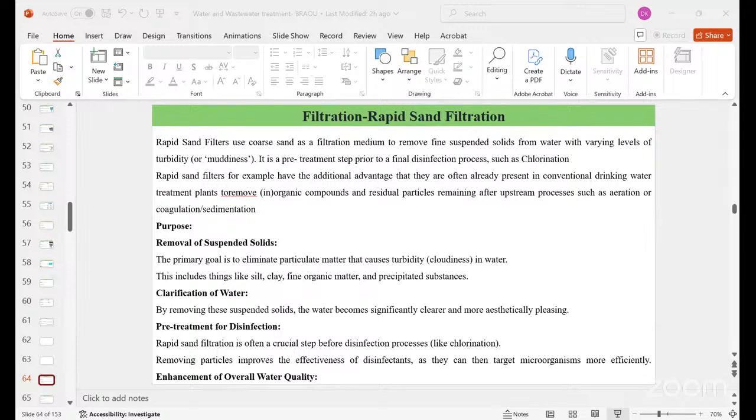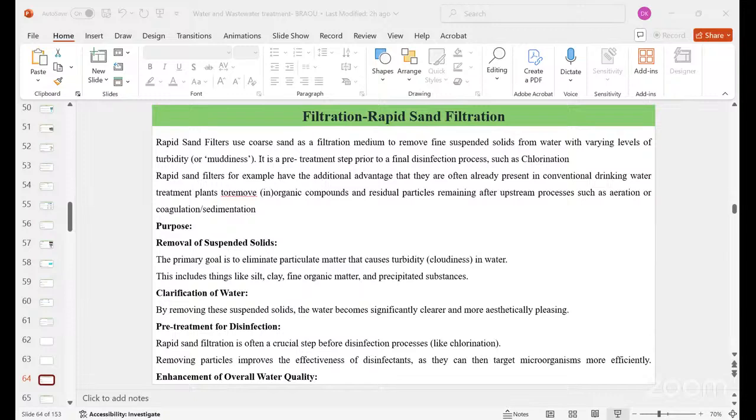And biological principles. Biologically, the biological action takes place with the help of microorganisms, and hence there will be a biological layer called a biofilm. So there will be a layer of biofilm, a very thin, fine film which is formed due to the activity of microorganisms, and the contaminants which are taken up by the microorganisms will be trapped in the biofilm itself.